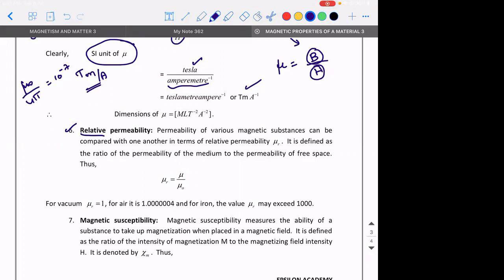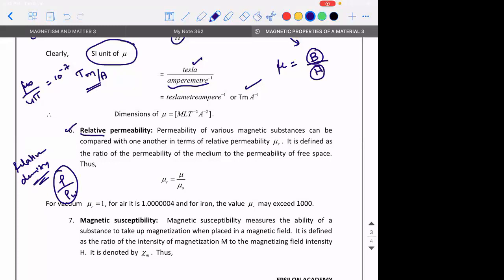See, for example, what is relative density? It is the density of a substance to the density of water at 4 degrees Celsius. So generally, whenever you see "relative", you do a comparative study between physical quantities of the same nature, right? Relative refractive index is the refractive index of a material to the refractive index of vacuum or air.